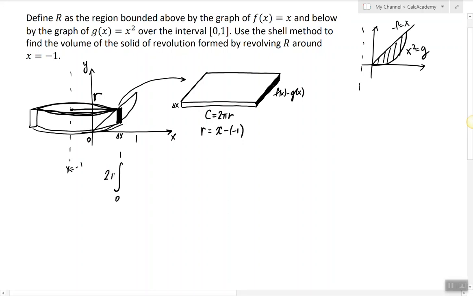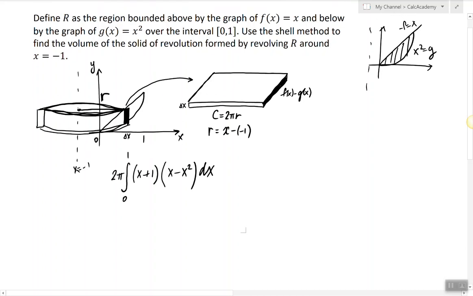So it's going to be 2 pi times x plus 1, this is circumference, times the height of this shaded region, which is f of x minus g of x, so it's x minus x squared, and we multiply all of that by delta x, which in the limit will become dx. So this is an integral for the volume of the solid. Now we just have to integrate it.